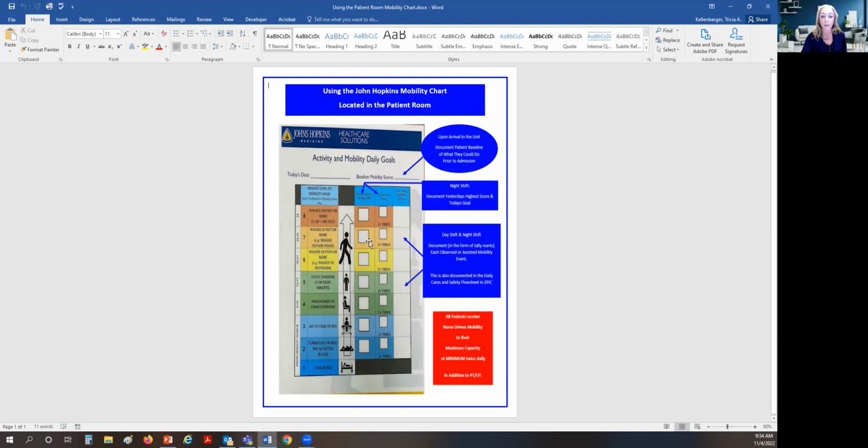And then today's goal, or yes, I'm sorry, not yesterday's goal, yesterday's highest mobility score. So whatever they did the day before goes into this column, and then today's goal goes into this column. Okay, so that's night shift.